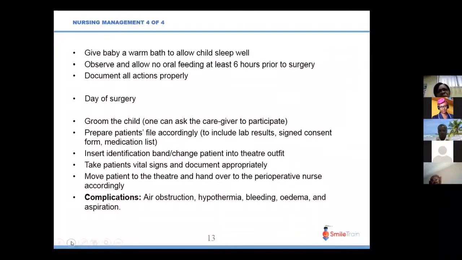Now, when you do this as a nurse, a lot of things will be avoided. These complications that come in after surgery, like airway obstruction, hypothermia, bleeding, edema, aspiration, and others. When things are done well and surgery comes out very well, you will not have such complications.